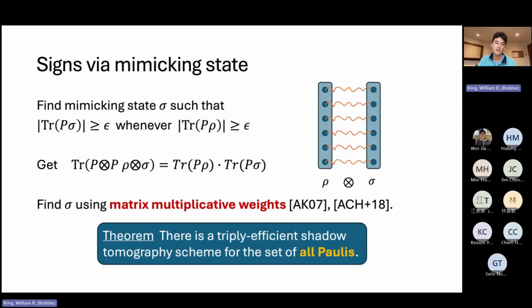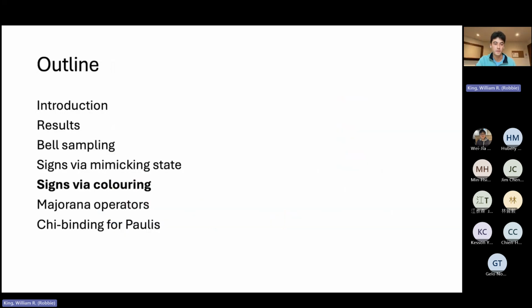The reason it doesn't solve everything is because finding the state sigma is quite expensive. It's actually exponential time. So we allow exponential time when we're trying to estimate the set of all Paulis because there's exponentially many. But if we were looking at the local fermionic operators, we want something much more efficient because there's only, say, n to the 4 of those. So we don't want to spend exponential classical runtime. So that's why this mimicking state idea solves this task, but not the local fermionic observables, which will be the topic of the rest of the talk.